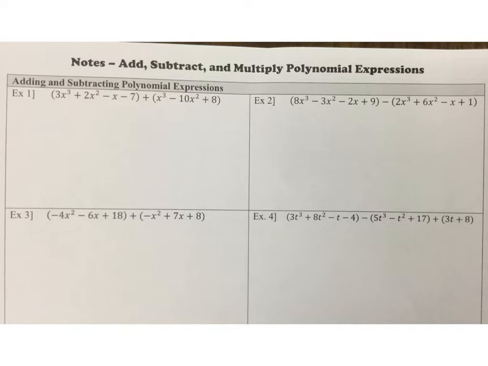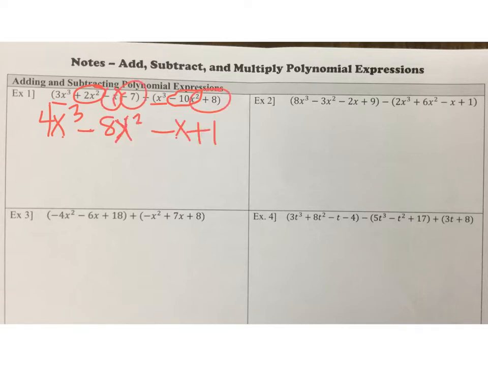So on number 1, we're trying to add both of those polynomials, and we need to find some like terms. So we have this and this. So 3x cubed plus another x cubed will give me 4x cubed. 2x squared and negative 10x squared are going to add, and we have negative 8x squared. Okay. And then now we're going to subtract.